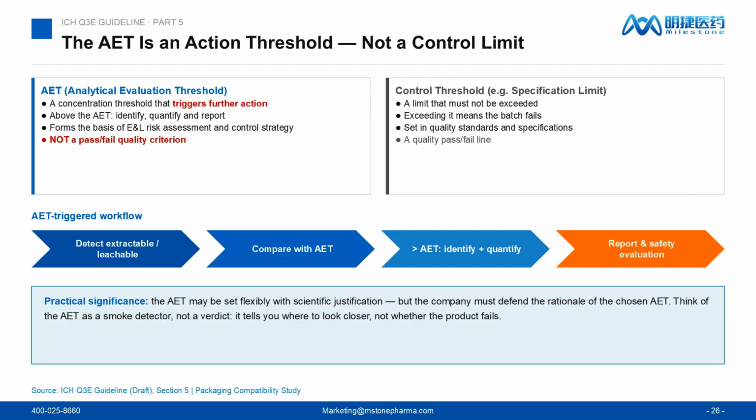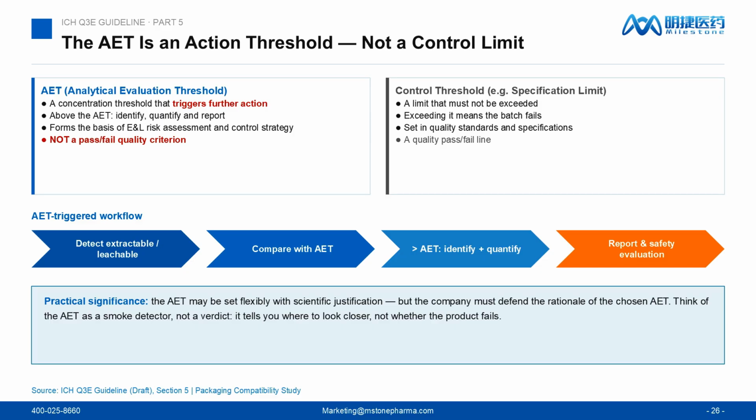Welcome to the most misunderstood concept in E&L, the AET. Let me start with what it is not. The AET is not a specification limit. It is not a pass-fail line. A batch does not fail because a compound exceeds the AET. So what is it? The AET is an action trigger.